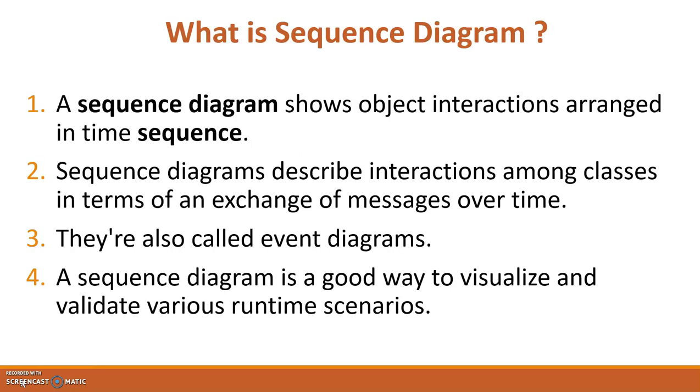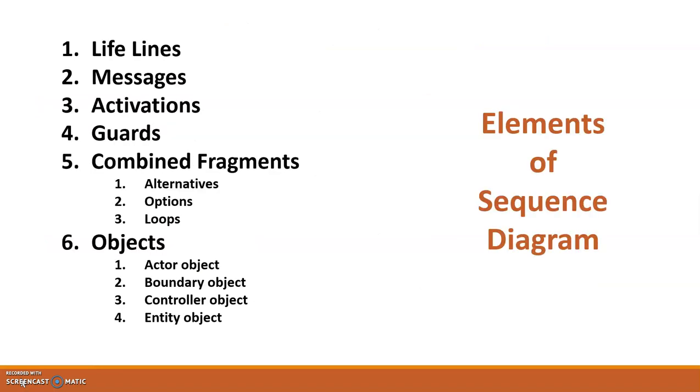In the first part, we discussed what a sequence diagram is, right? And in the second part, we discussed the different elements of a sequence diagram, and we talked about the lifelines, messages, activations and objects. In today's session, we will talk about the guards and the combined fragments. So let's start.